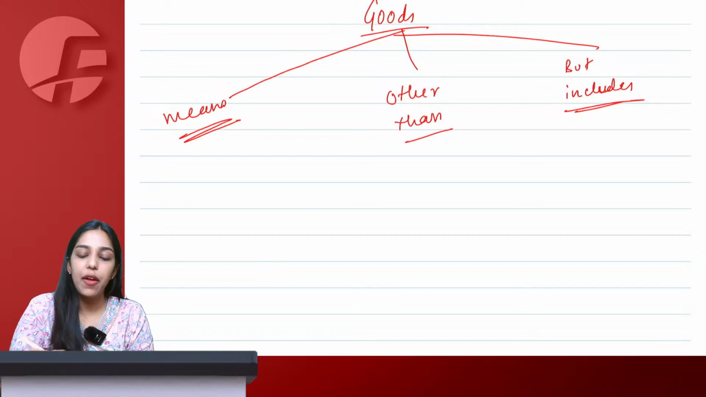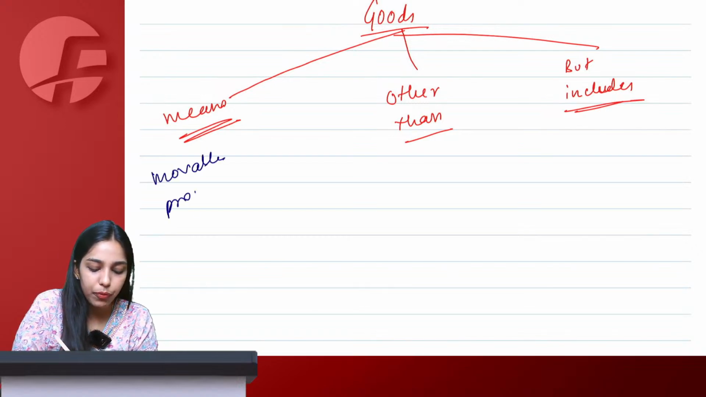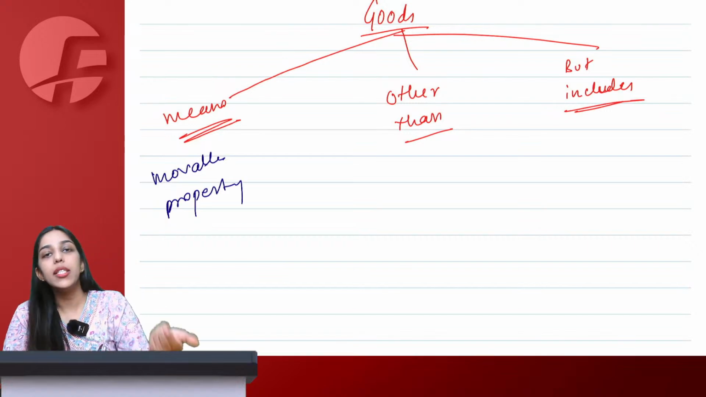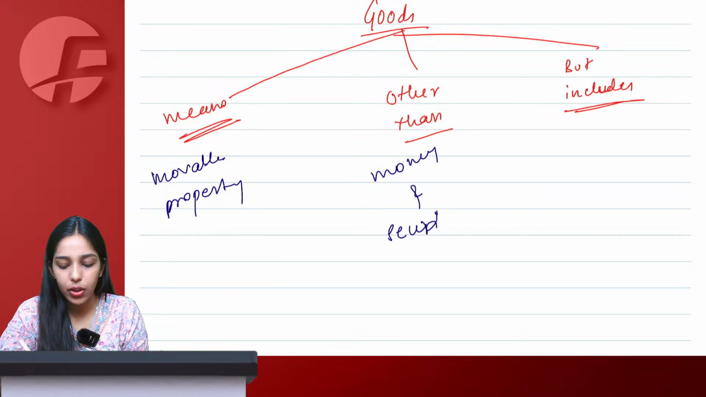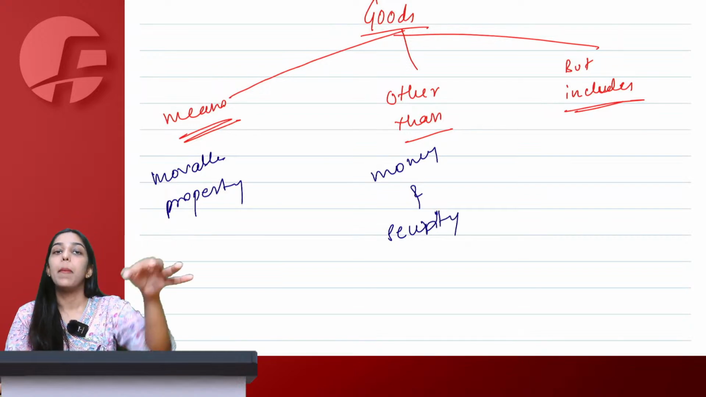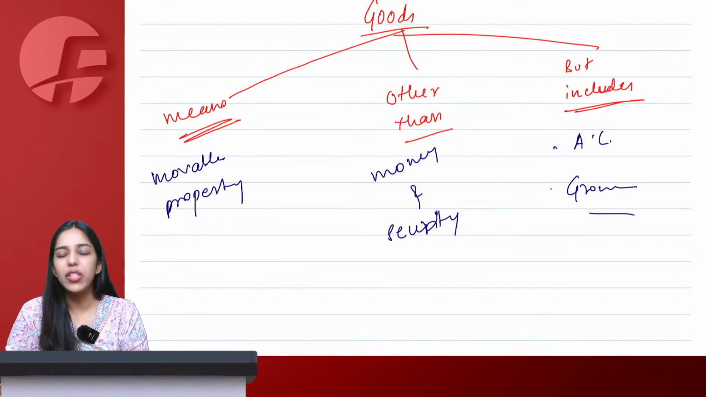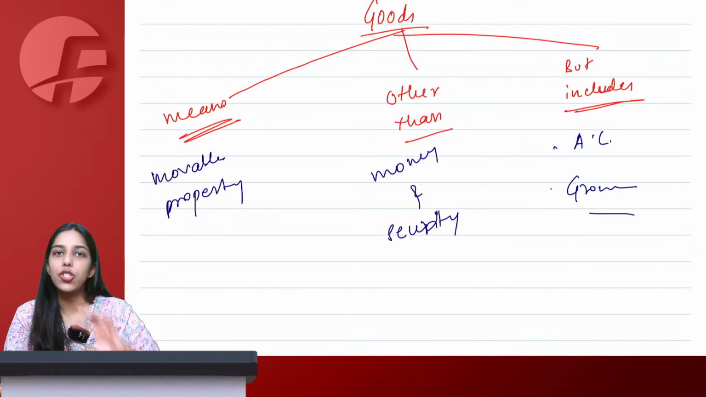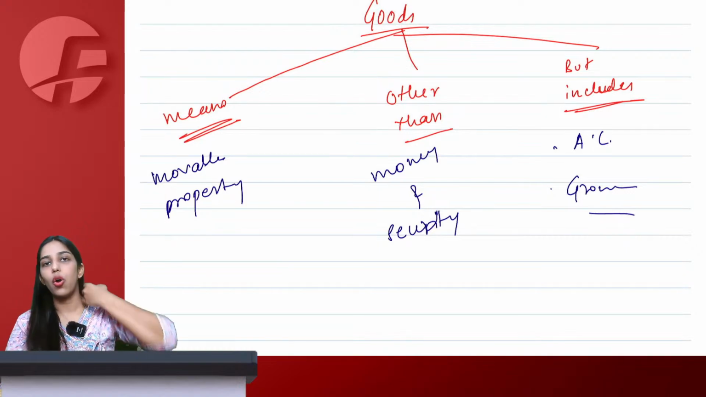Goods means every kind of movable property. Goods means every kind of movable property other than money and security, particularly, but includes actionable claims and growing crops. Now the further thing we understand, growing crops, anything attached to land which is agreed to be severed under the contract of supply, that is all okay. For remembering purpose, actionable claims, growing crops. This is the definition of goods.